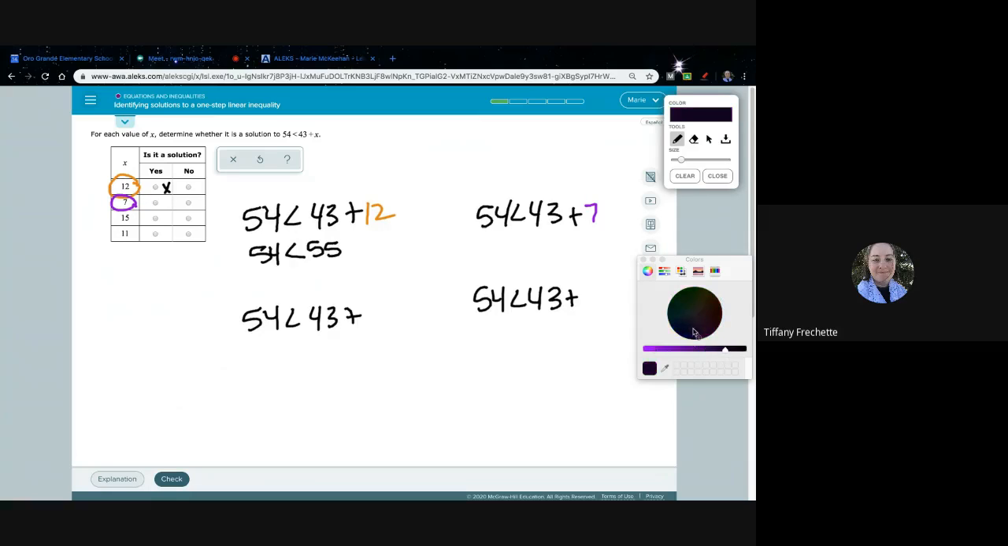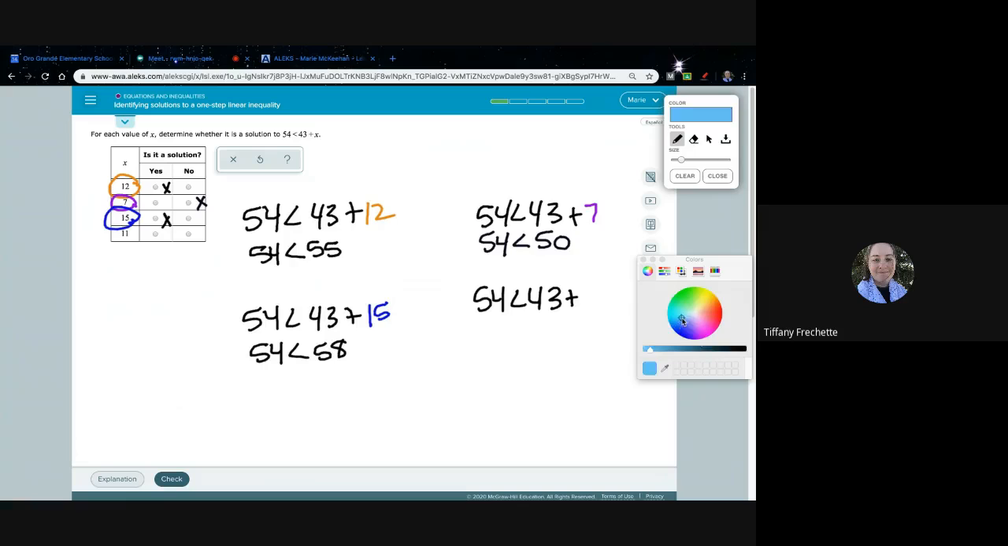All right. So we have 54 is less than or equal to 50. So 54 is bigger than 50, so it's not less than 50. So we would check no, because that's not true. All right, we have 15. So we get 54 is less than, let's add these together, so we get 8 and 5, so 58. 54 is less than 58, so we have a yes.